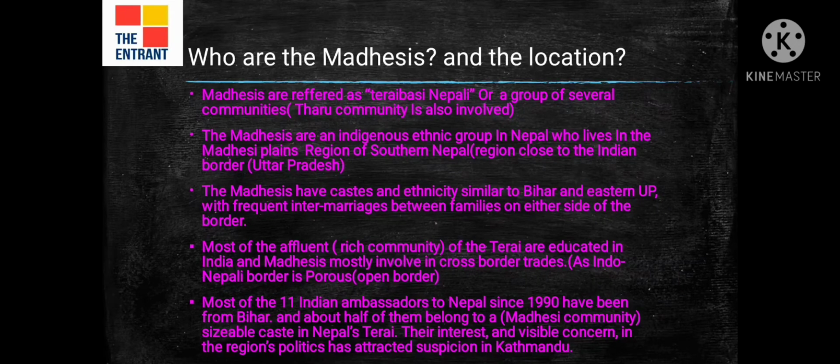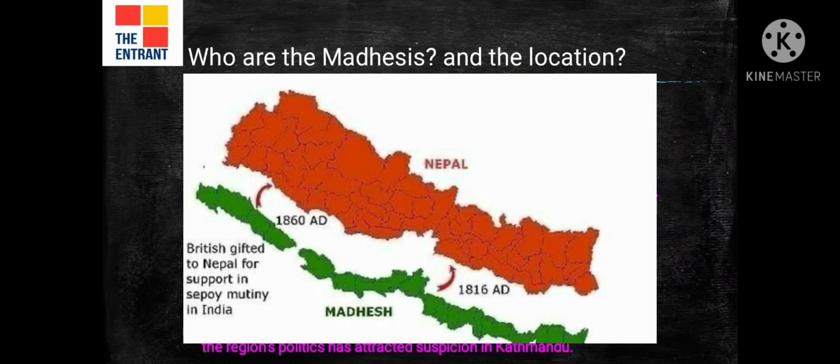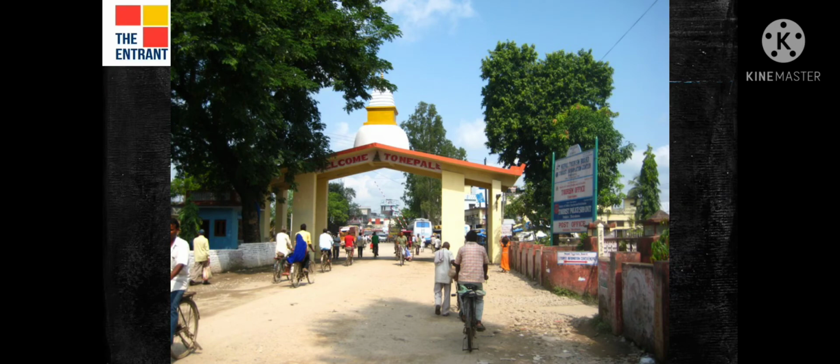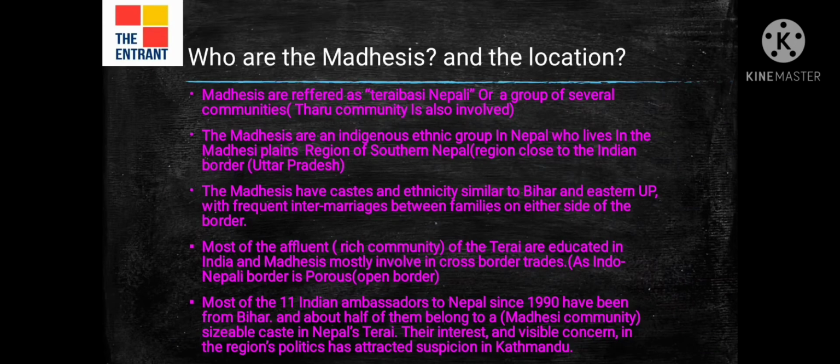Second point, Madhesis are an indigenous ethnic group in Nepal who live in the Madhesi plains region of southern Nepal close to the Indian border. The Madhesis have caste and ethnicity similar to Bihar and eastern UP, with frequent intermarriages between families on the other side of the border. As I mentioned in the earlier slide, the border of Nepal and India is very porous, so people travel each day across the border, they are involved in trade, and also build many kinds of relations between the citizens. Most of the affluent community of the Terai region are educated in India, and Madhesis are mostly involved in cross-border trade, as the Indo-Nepali border is a porous, open border.